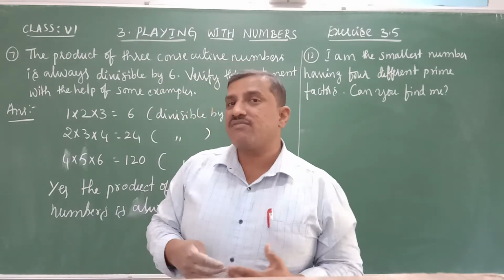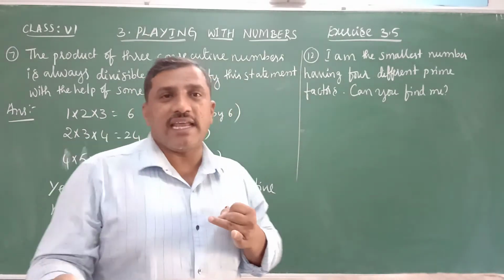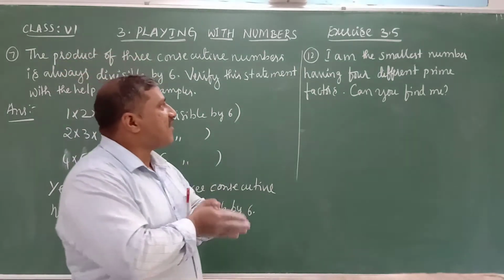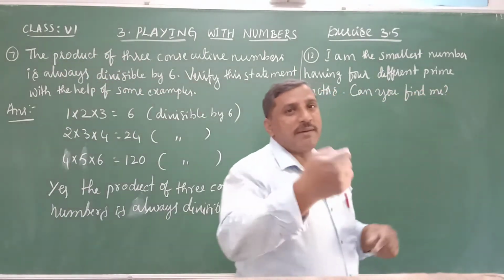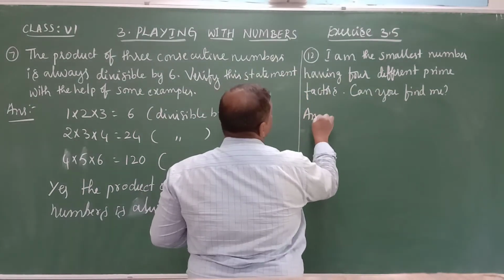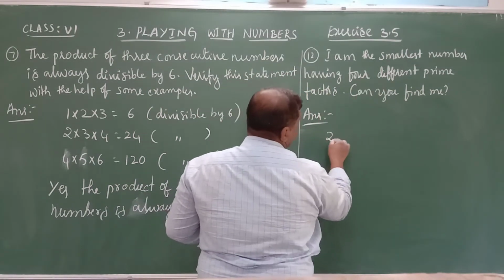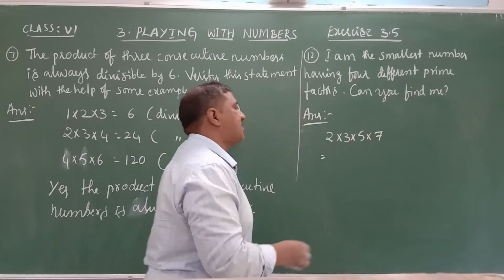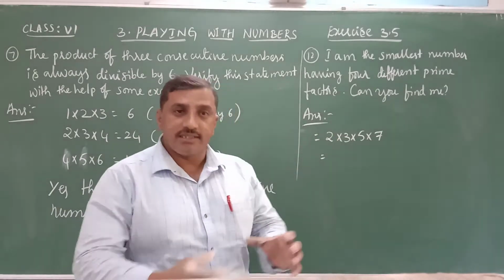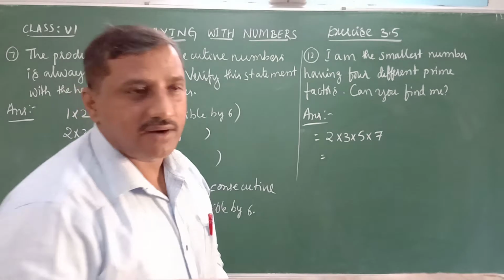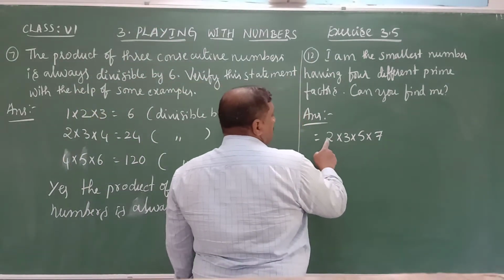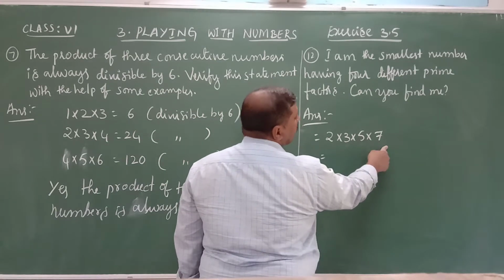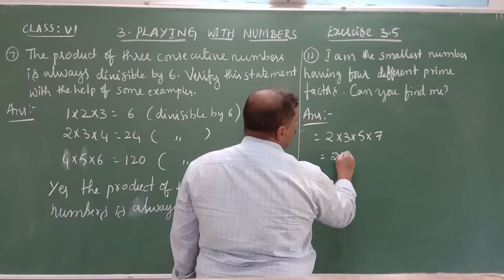Which is the smallest prime factor? It is 2, then 3, then 5, then 7. So by multiplying these 4 different prime factors, the 4 smallest prime factors, that is 2 into 3 into 5 into 7, we will get what? 2, 3, 5, 7 are the prime numbers and the prime factors, the smaller ones. Now multiply 2 into 3, 6 into 5, 6 fives are 30, 30 into 7, 3 sevens are 21, 210.